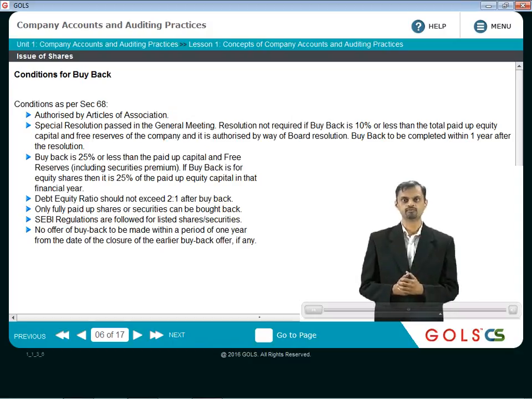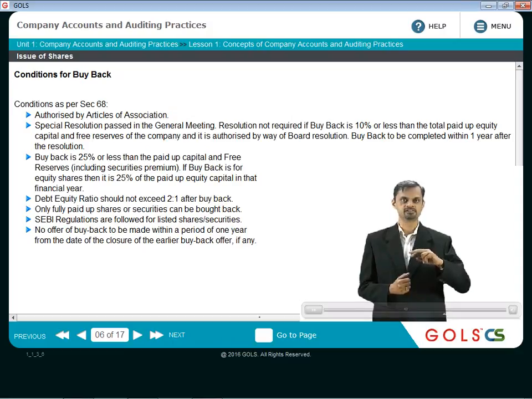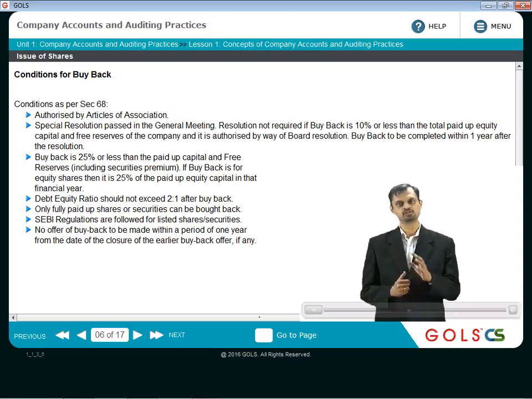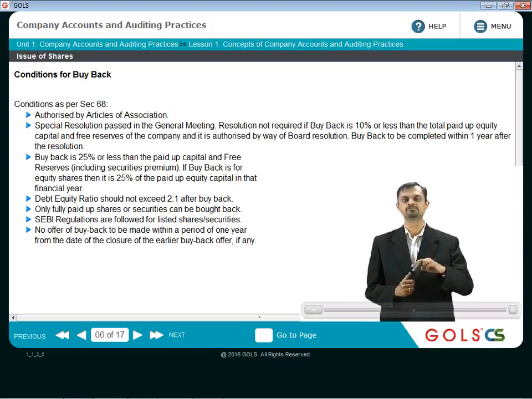So basically what it says is that because of buyback, the debts should not become excessive, which will put the company in the danger of insolvency. So that is why the maximum debt equity ratio is 2. So the debt can be maximum twice the equity, not beyond that, not above that, because of the buyback.